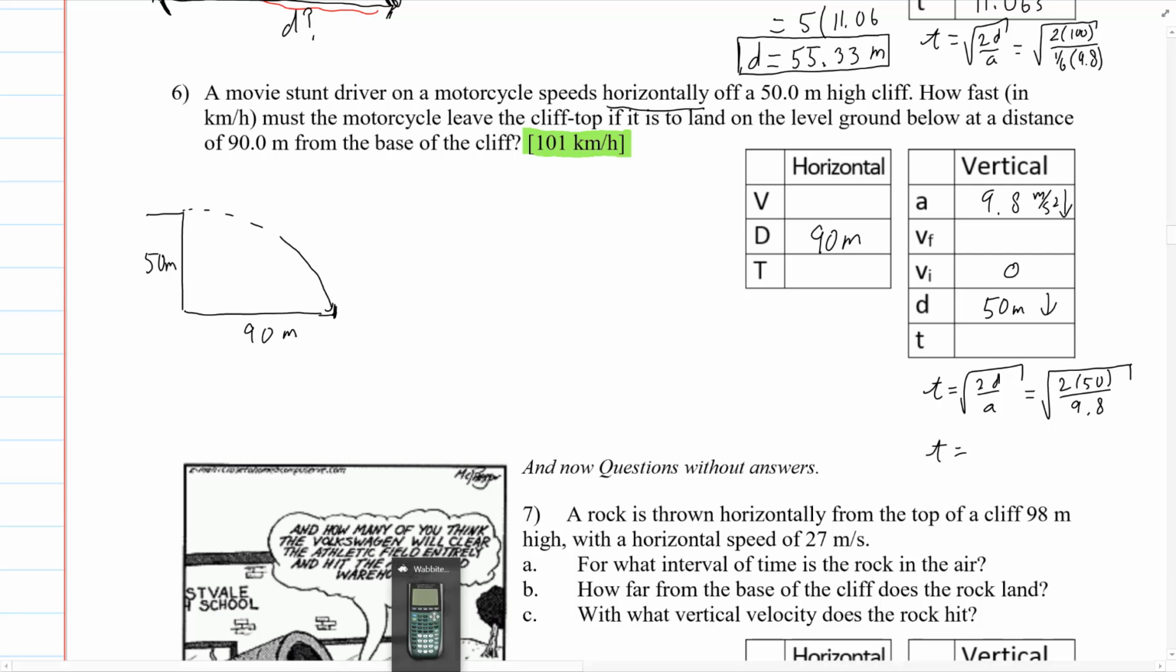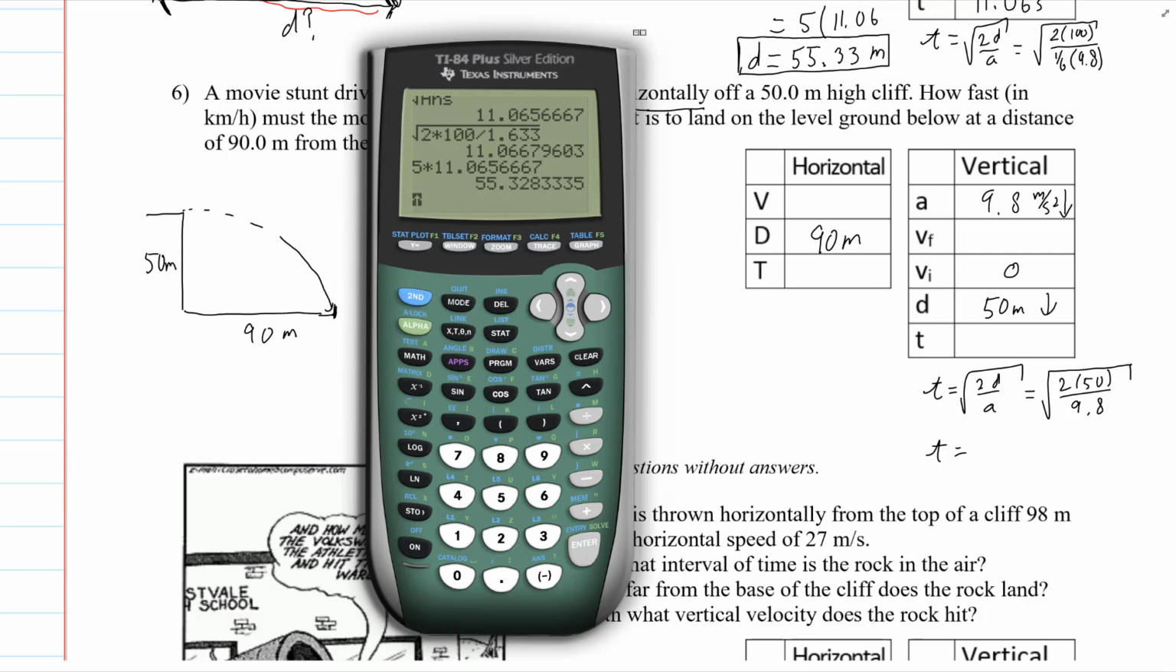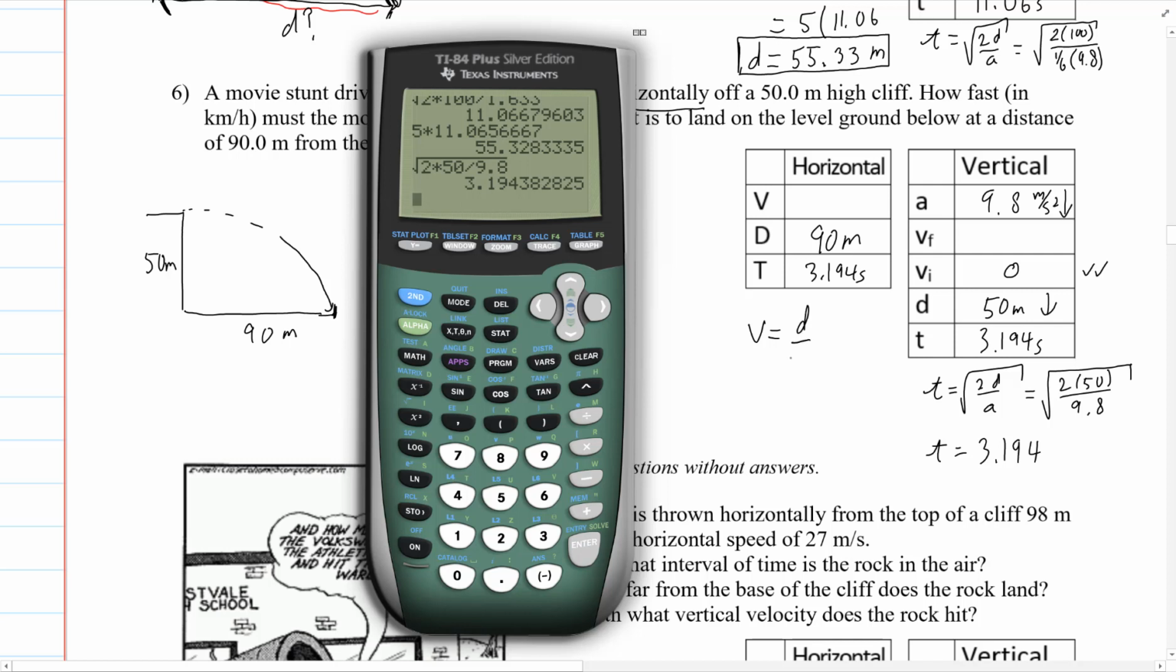So let's figure that out. The square root of 2 times 50 divided by 9.8. Again, we can only use this little shortcut formula as long as VI is 0. And it is. 3.194 seconds. So the velocity, or speed, is distance over time, and that's going to be 90 divided by this time.